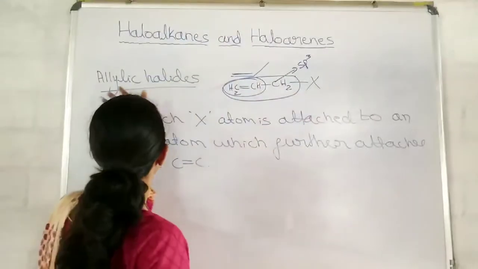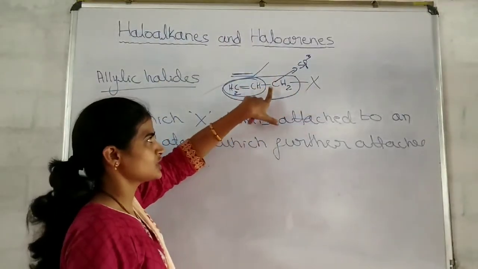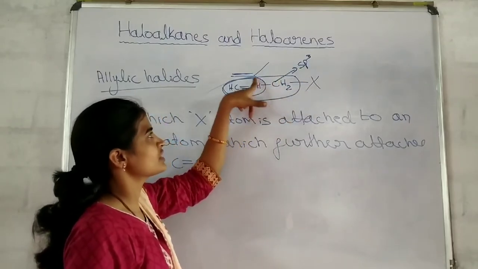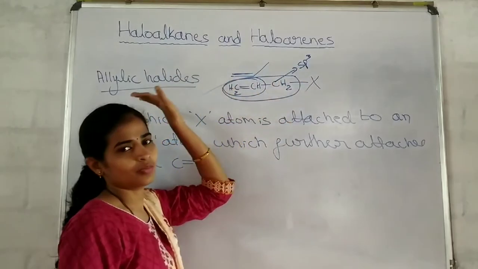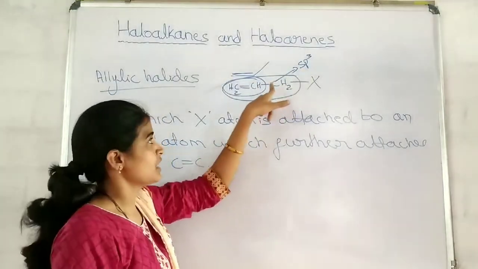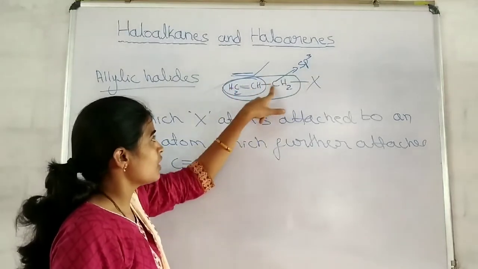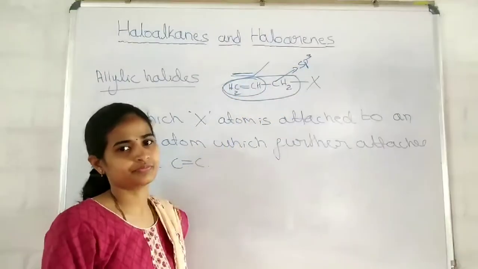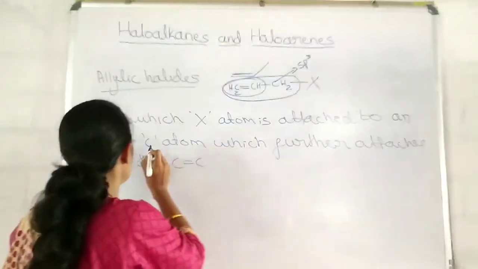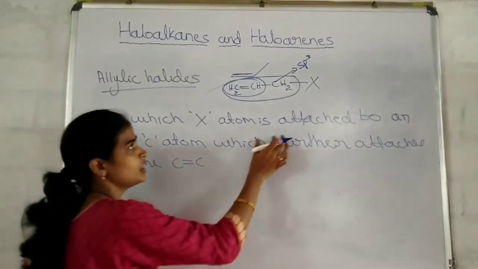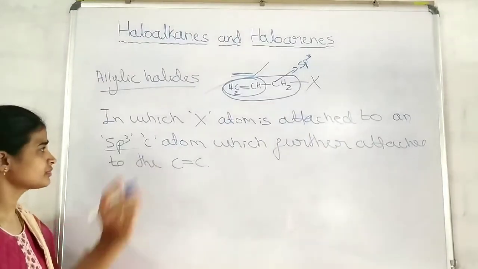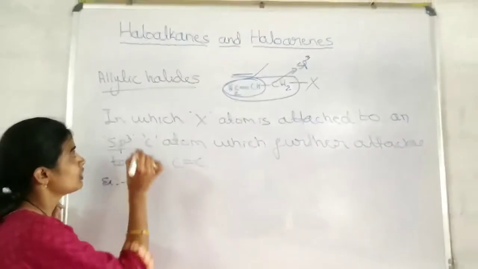Okay. In allylic halides, the halogen atom is attached to an sp3 hybridized carbon atom. That sp3 hybridized carbon atom is further attached to the carbon-carbon double bond. See here, after this single bond is there, then only it will be sp3. But after that, it is followed by this carbon-carbon double bond. Got it? Okay. In which the halogen atom is attached to an sp3 hybridized carbon atom which is further attached to the carbon-carbon double bond.